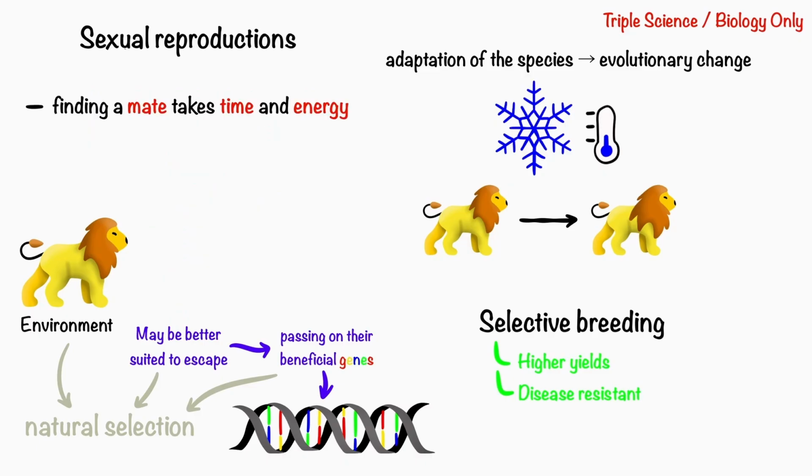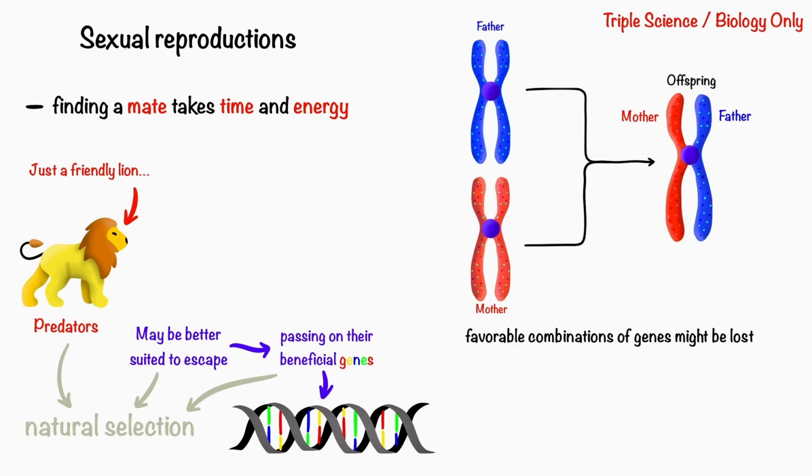However, sexual reproduction also has drawbacks. It requires finding a mate, which takes time and energy. The search for a partner can also expose animals to predators. Additionally, only 50% of an individual's genes are passed to each offspring, meaning that favorable combinations of genes might be lost in the next generation.